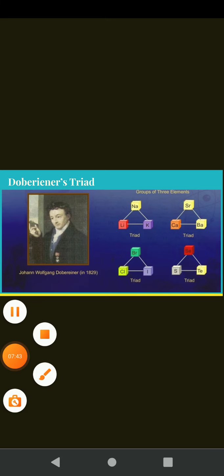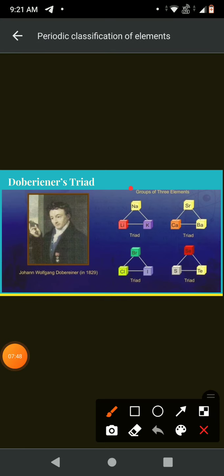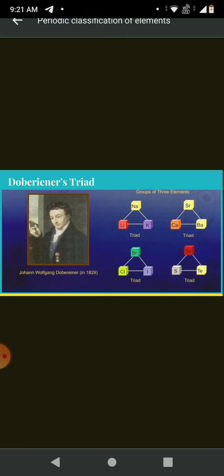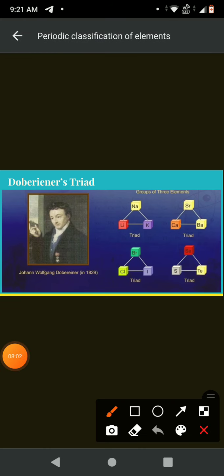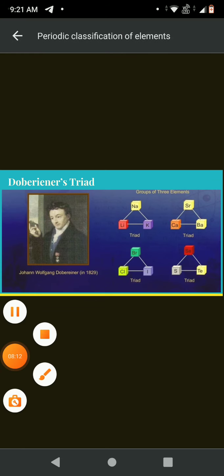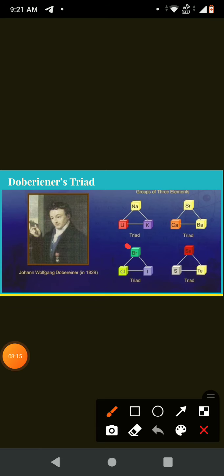groups of 3 elements. Like here you can see, he has made groups of 3 elements. This is the group of lithium, sodium, potassium. In the same way, there is a group of strontium. This is another group of 3 elements: strontium, calcium and barium. If you look here, again there is another group of 3 elements: chlorine, bromine, iodine.